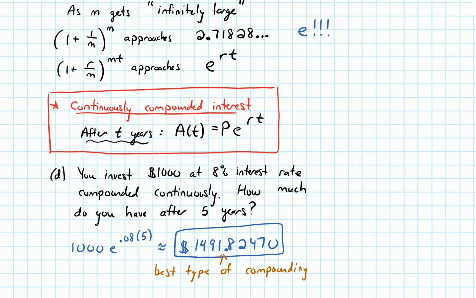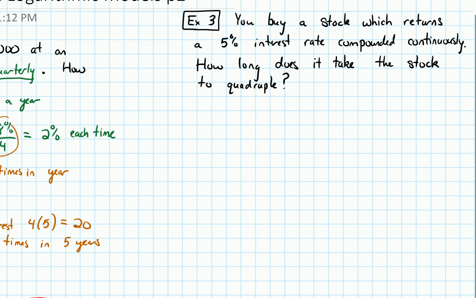All right, so let's look at one more example. The example is that you buy a stock which returns a 5% interest rate, compounded continuously. How long does it take the stock to quadruple?